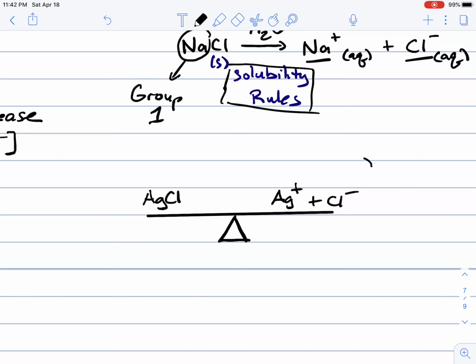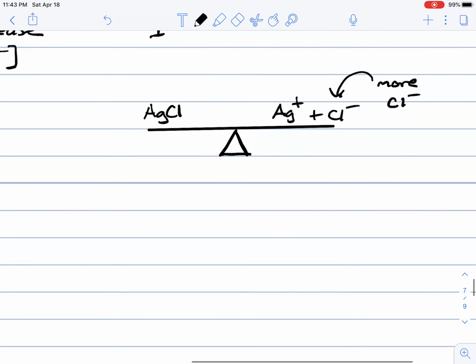And so if you add more chloride ions, it's going to tilt this seesaw downwards to the right. Okay. And so this is the disturbance in the equilibrium.